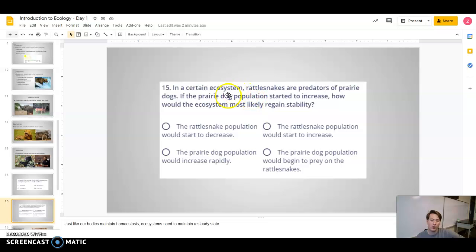So we know that rattlesnakes eat the prairie dogs. And if there's more prairie dogs, what do you think there's going to be more of? Yep, the correct answer is the rattlesnake population would start to increase. With more prairie dogs, that would allow more reproduction of the rattlesnakes to catch up with their food source, the prairie dogs.